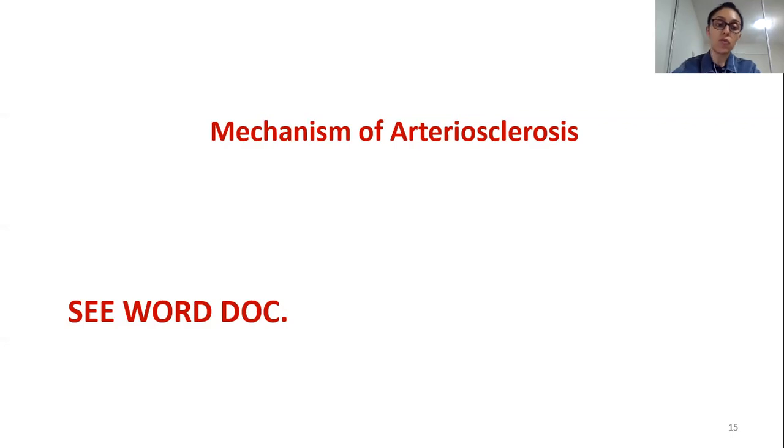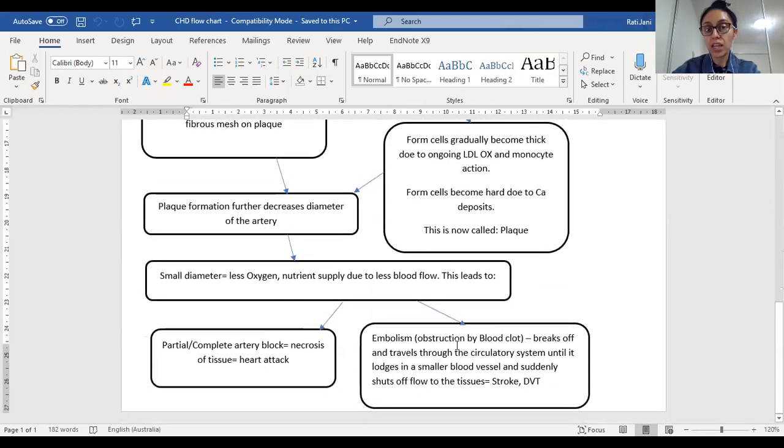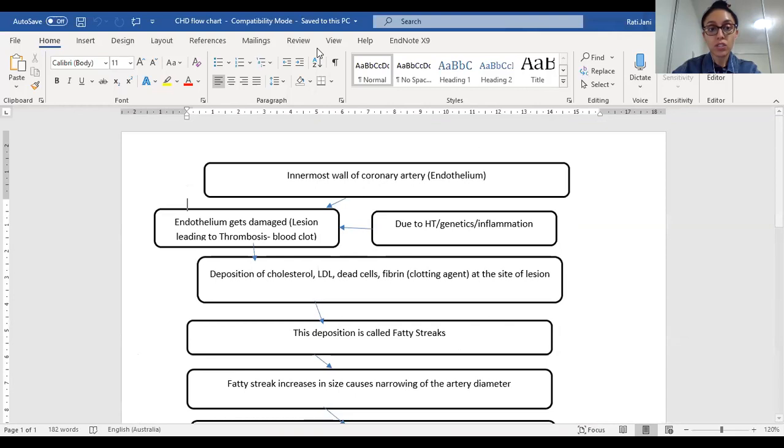As you have seen over here, I have referred to the Word document. In the Word document, I have laid down the mechanism of arteriosclerosis in a flow chart form. I'll quickly share it with you to show you how it looks. It is available on your Canvas site. This is just roughly how it looks, and I'll be explaining this to you in the PowerPoint, but the details are present in the Word document. Now I'll share the slides again. Just bear with me.